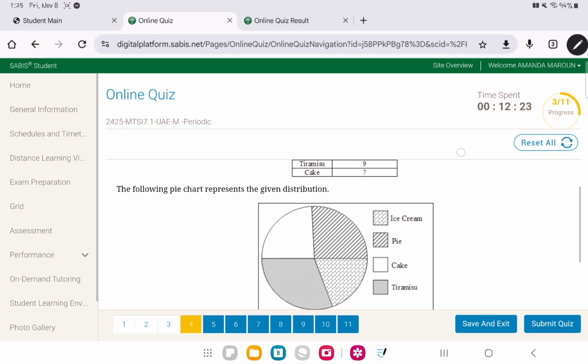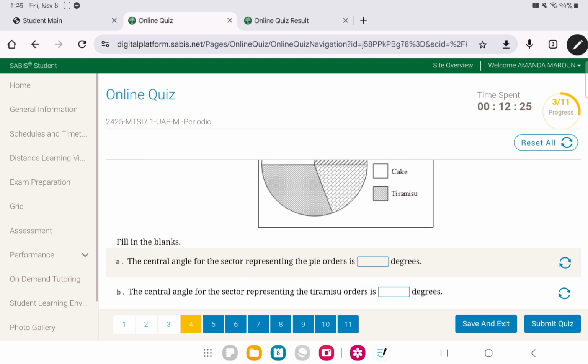Now let's see what they're asking us. They're asking us the central angle for the sector representing the pie orders. If they want the central angle or the degrees in a circle, what we are going to do is take each one that we need, divide it by the total, and multiply by the total angle in a circle.